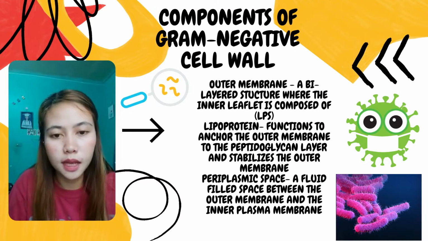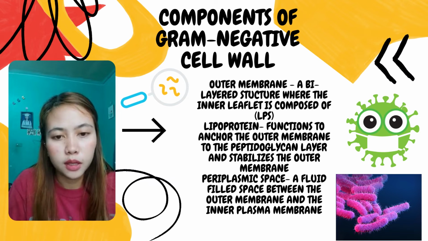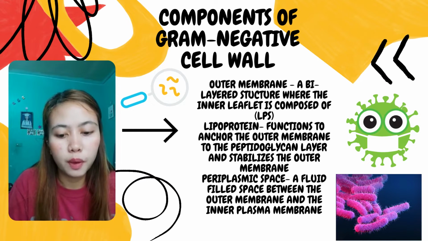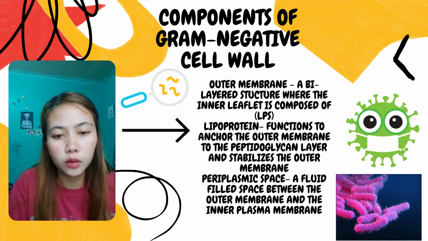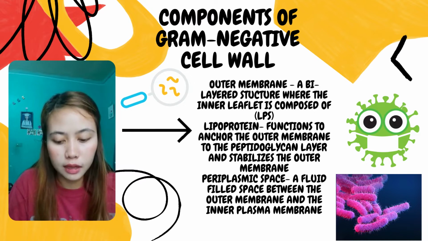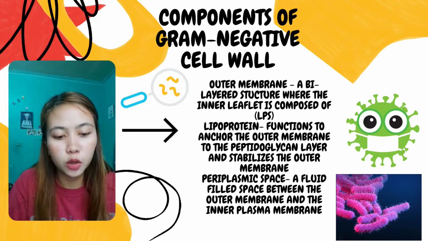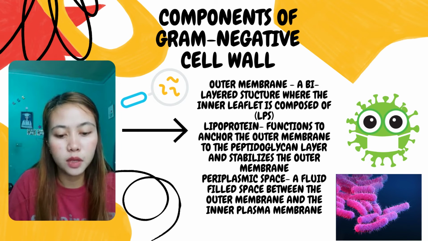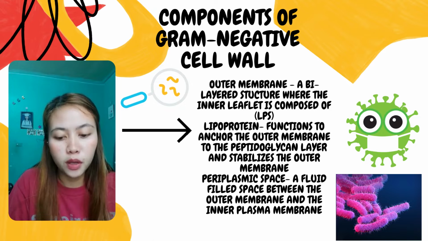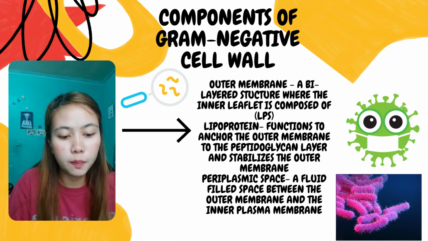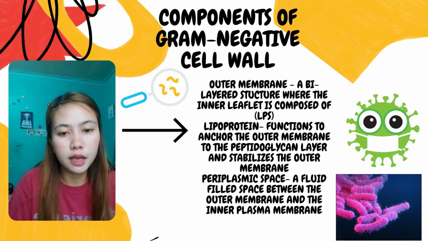Components of the gram-negative cell wall. The gram-negative cell wall consists of three interconnected layers: the peptidoglycan, and these are the outer membrane, lipoprotein, and the periplasmic space. The outer membrane is a bilayered structure where the inner leaflet is composed of polysaccharide. It has special protein channels that allow the passage of small or low molecular weight hydrophilic substances such as sugars and amino acids. The lipopolysaccharide has a complex glycolipid called lipid A.